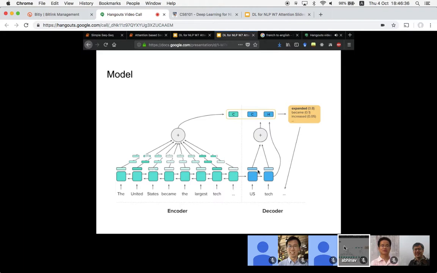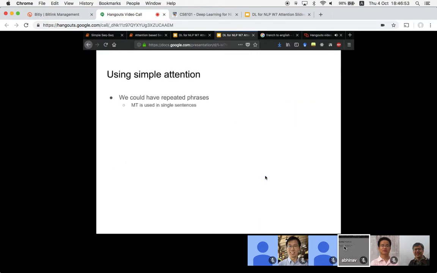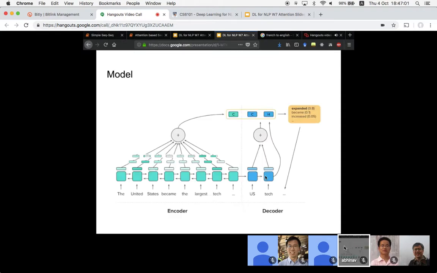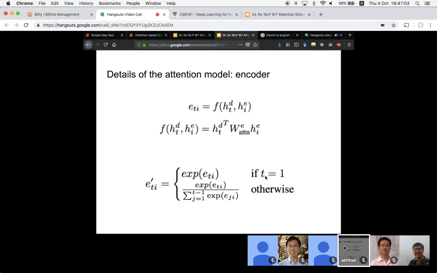The second modification is just to look at the already calculated hidden states of the decoders. Then I will use this information to get the next prediction. Okay, actually this paper also has some reinforcement learning, which is out of scope, so I will not introduce it. And then the other details of this modification.